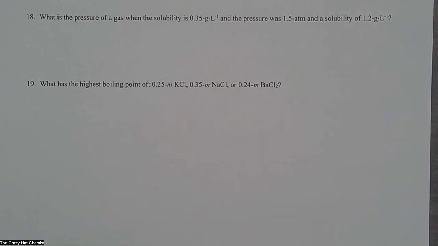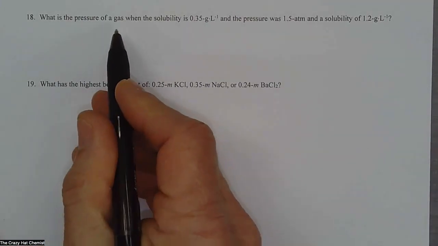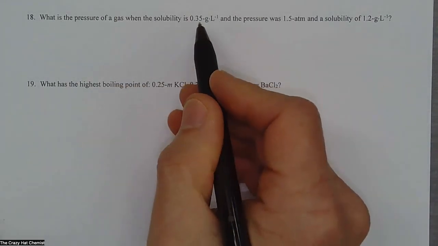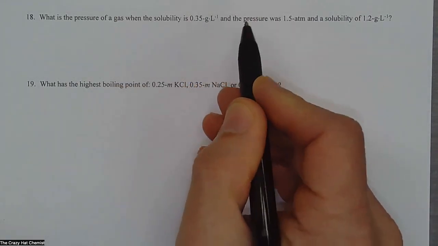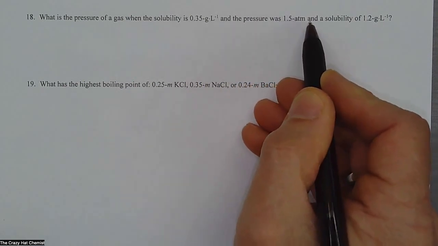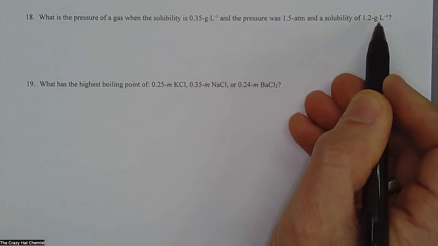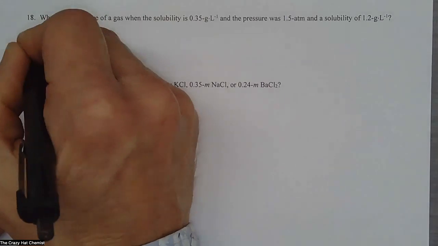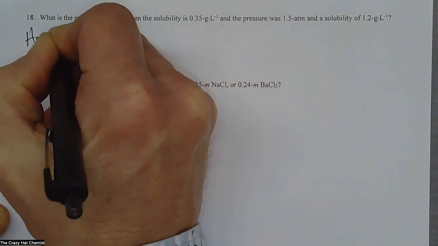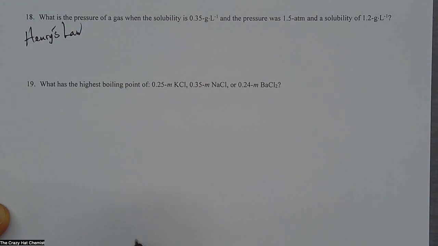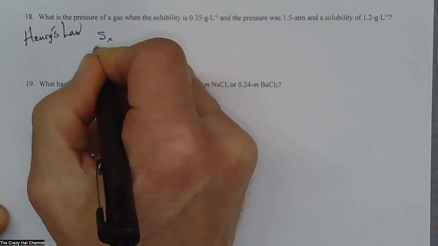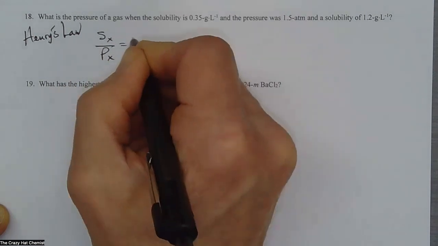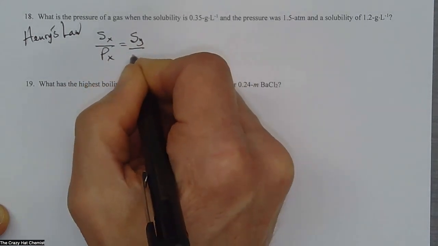So here we go. We're going to do our next problem here, and it says, what is the pressure of a gas when the solubility is 0.35 grams per liter, and the pressure was 1.5 atmospheres and a solubility of 1.2 grams per liter? This is a Henry's Law problem, just like we did a Henry's Law problem before. And what is Henry's Law? Solubility of X over pressure of X is equal to solubility of Y over pressure of Y.